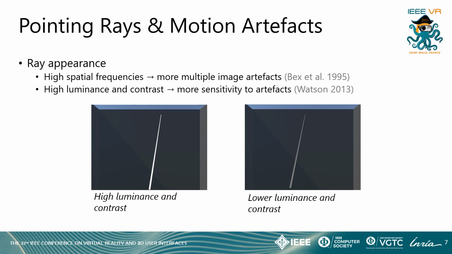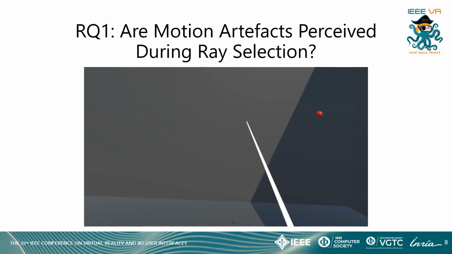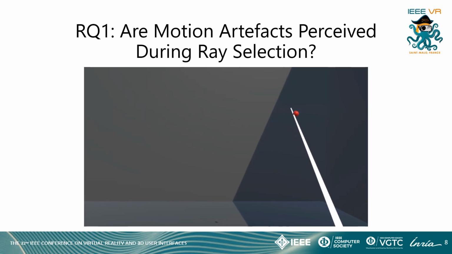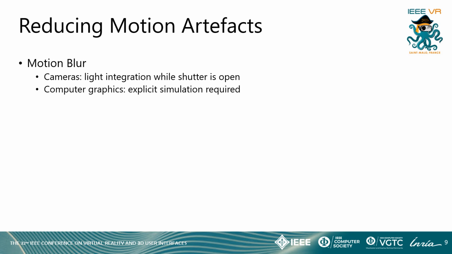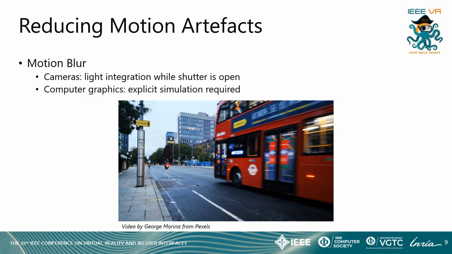While there is a body of research on the perception of motion artifacts in general, the topic of motion artifacts in the context of virtual pointing rays has not been addressed. Accordingly, the first research question addressed in this work is: are motion artifacts perceived by users when selecting objects with a virtual pointing ray? If motion artifacts are perceived, we would like to find a way to mitigate them. A common approach to motion artifact reduction is the use of motion blur.